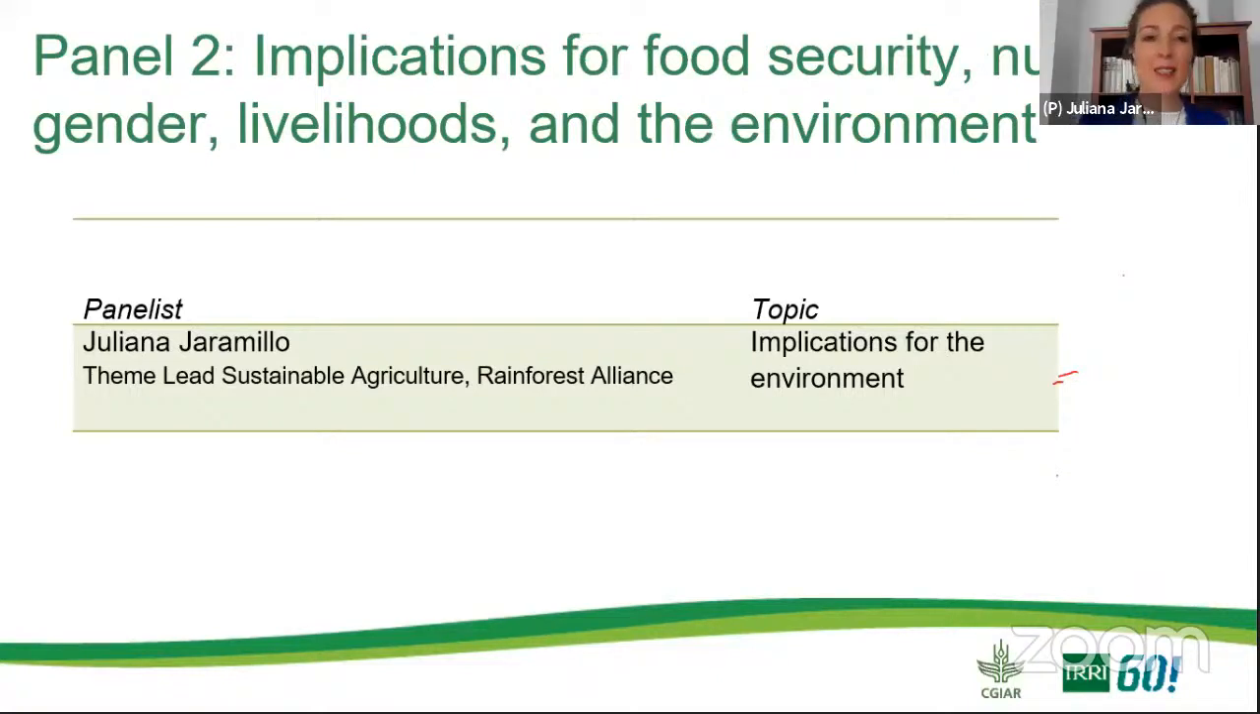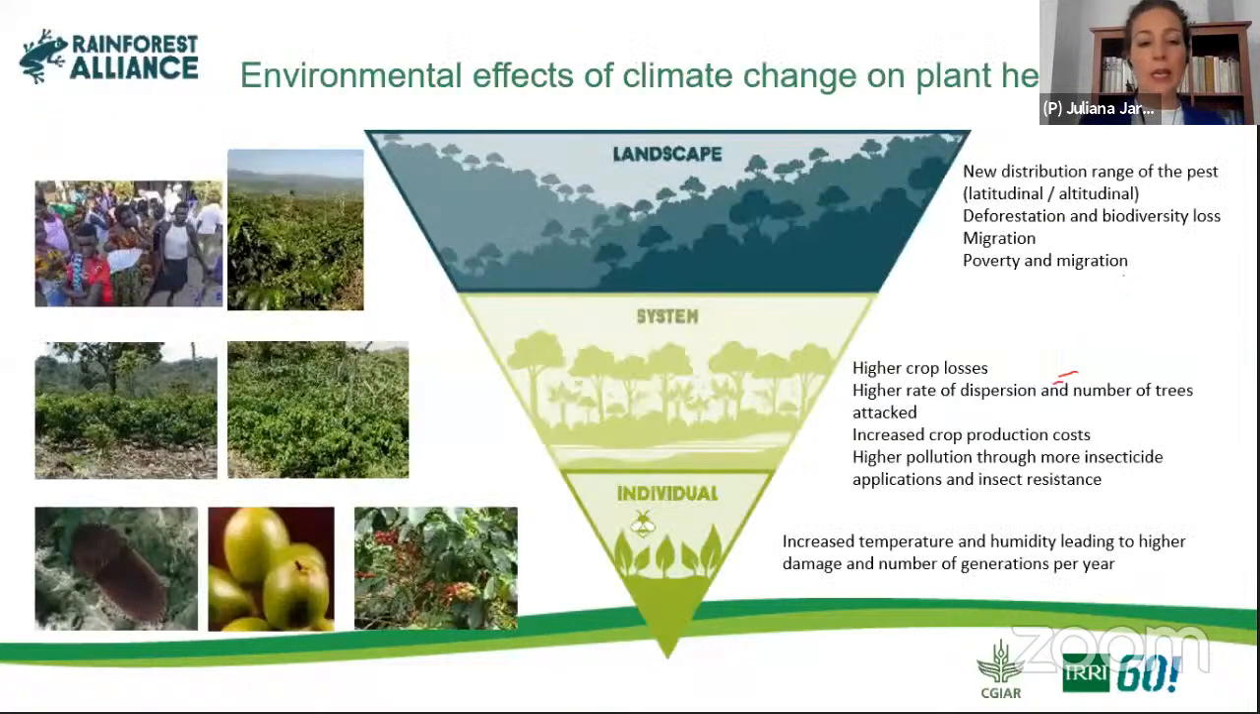Thank you. And good morning, good afternoon, good evening to everyone that is here listening. I would like to present, as Sonia said, the implications on the environment of climate change and plant health. The next slide, please. Okay, so let me start with an example to illustrate the effects at different levels.